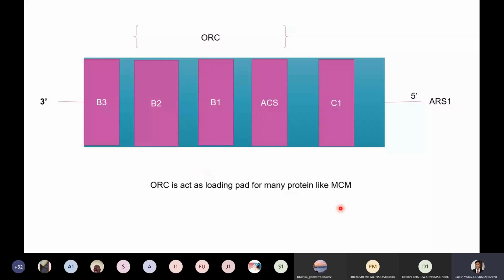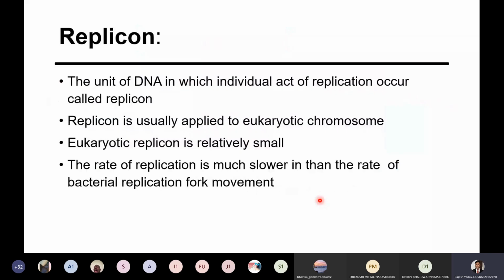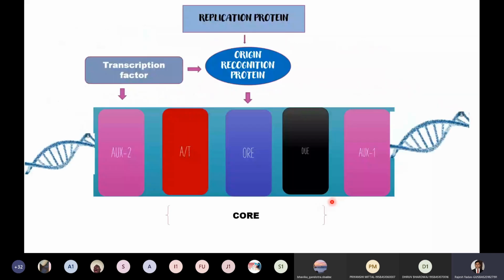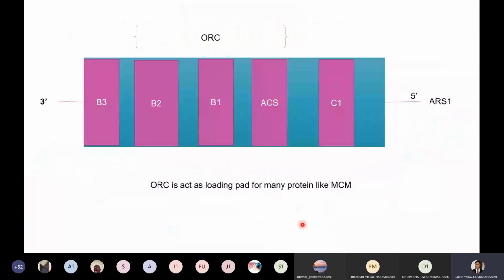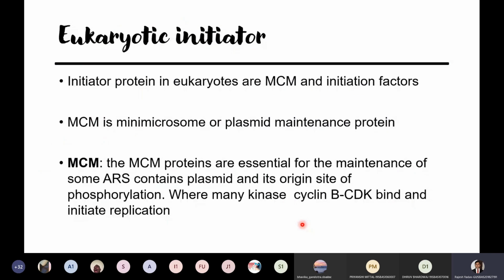So what is MCM? MCM is the mini chromosome maintenance protein. We have to learn these two structures: one, the ARS, the autonomously replicating sequence, and second, this origin portion. Okay. Now we discuss the eukaryotic initiator.